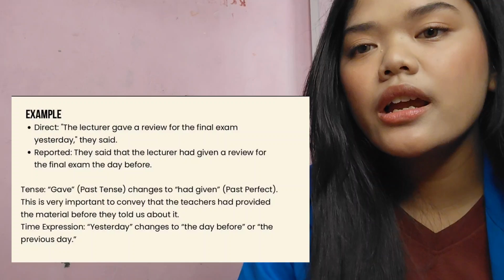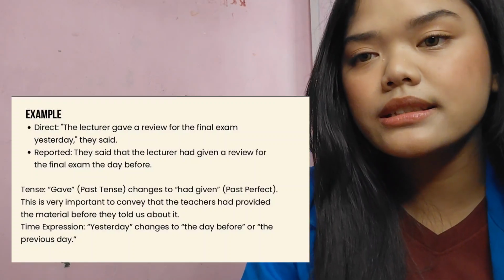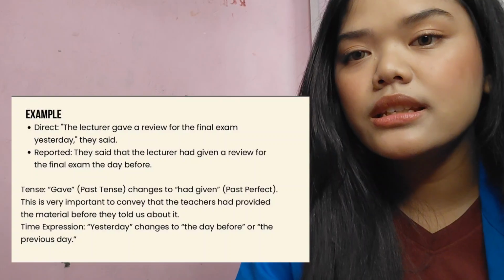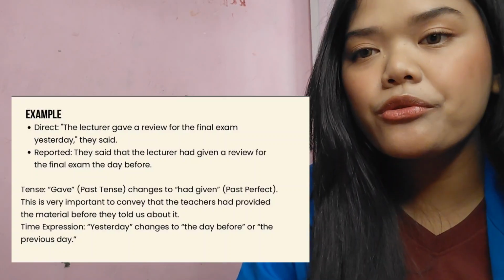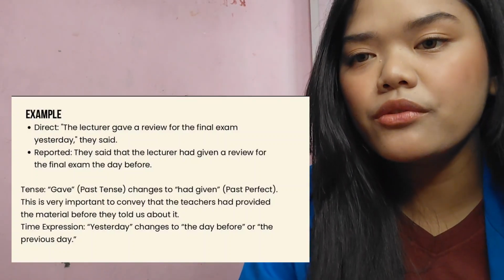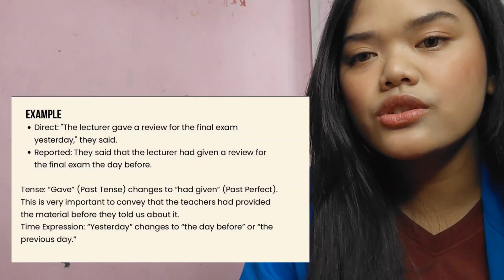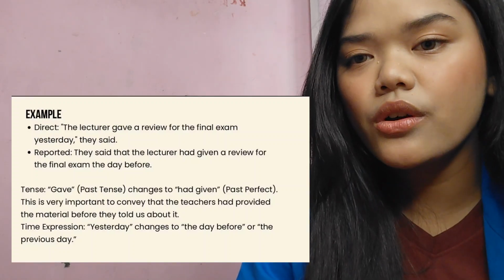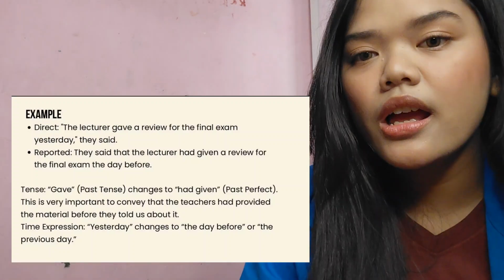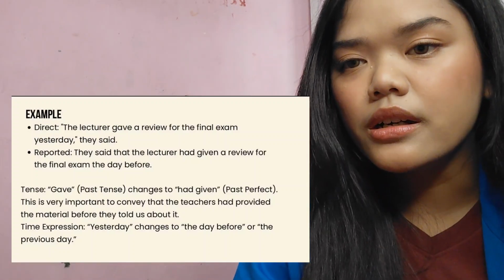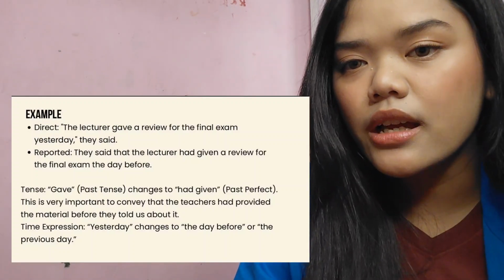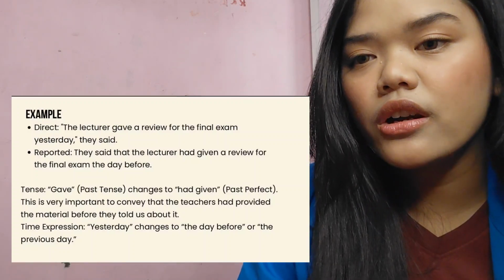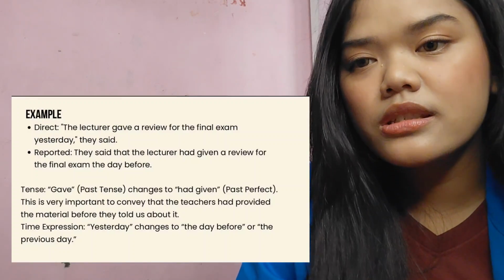Next, "The lecturer gave a review for the final exam yesterday." They said, change: They said that the lecturer had given a review for the final exam the day before. Tense: gave changes to had given. This is very important to convey that the teacher had provided the material before they told us about it. And yesterday changed to the day before or the previous day.